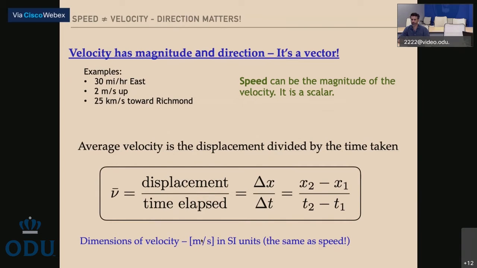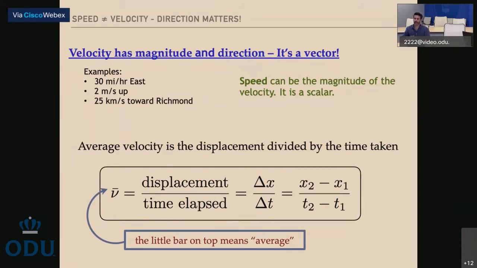And the standard units are meters per second, okay? The little bar on top is what we used before, and it just tells us that we're calculating an average here. This is not the value of the speed or the velocity at that point, but the average over some time interval defined by this delta t, okay?